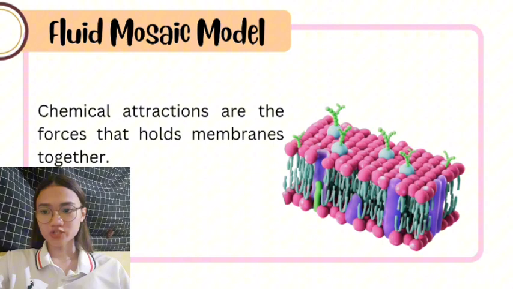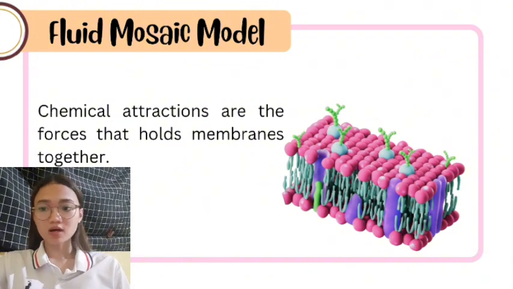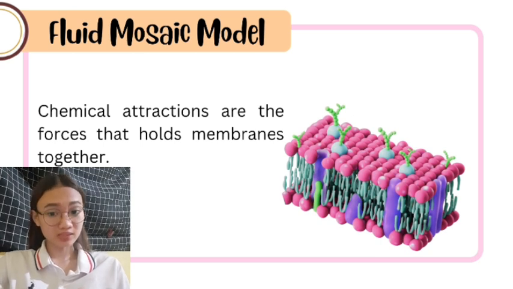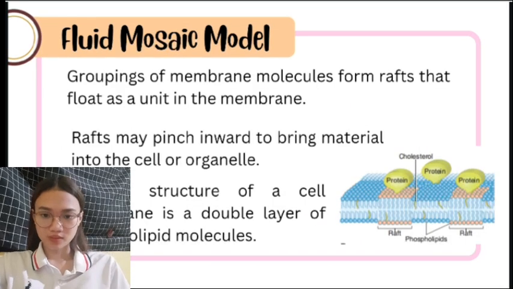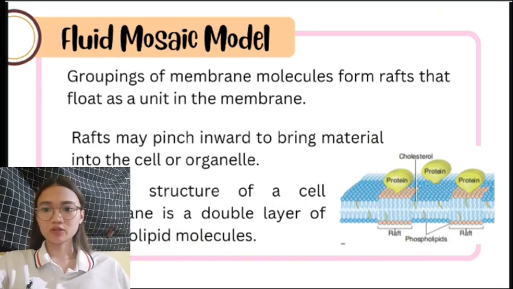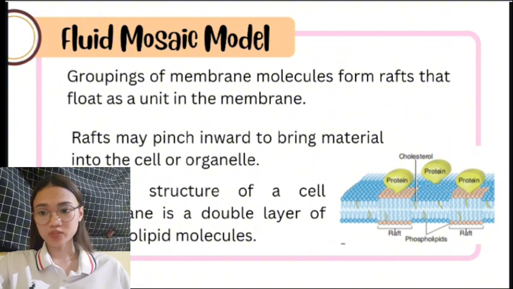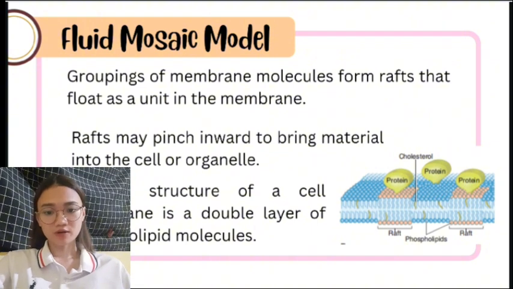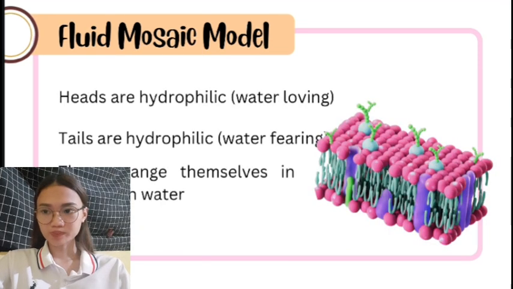Next, chemical attractions are the forces that hold membranes together. So, ang chemical attractions ang nagpapanatili sa ating membranes or the cell membranes. Next, groupings of membrane molecules form wraps that float as a unit in the membrane. Wraps may pinch inward to bring material into the cell or organelle. Primary structure of a cell membrane is a double layer of phospholipid molecules. So, ayun nga, ang primary structure niya is the double layer of phospholipid molecules.